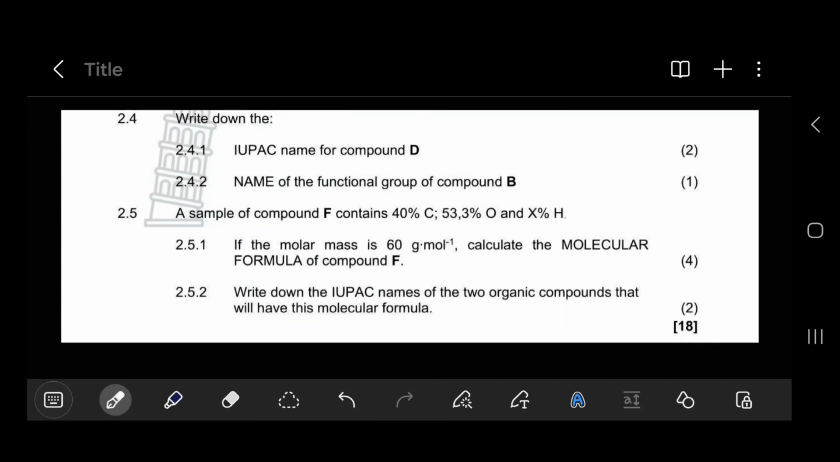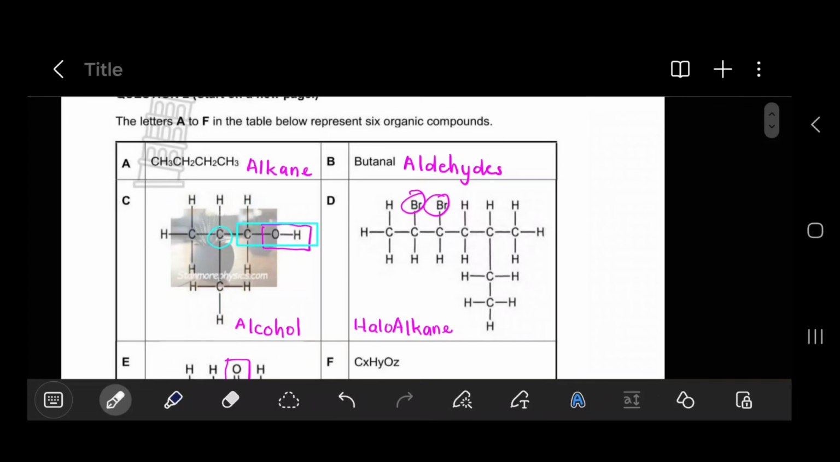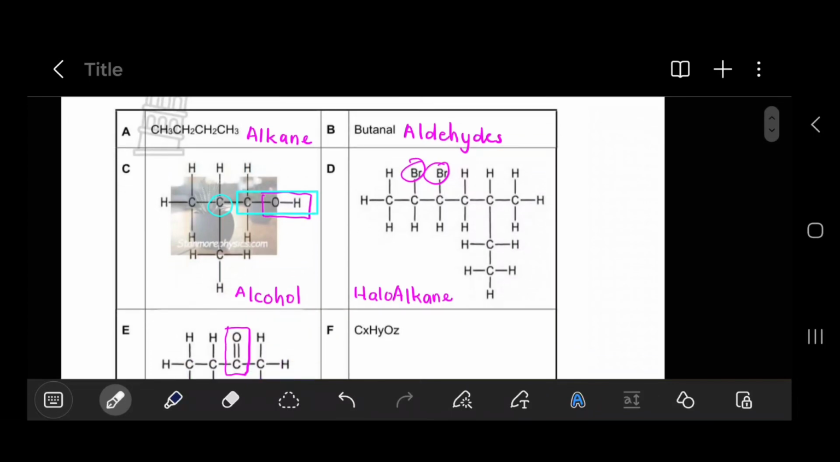For 2.4.1, it says write down the IUPAC name for compound D. So let's have a look at compound D. This was our haloalkane. Let's just erase what we have. Remember, your first step is to find the longest parent chain. So let's see how many we get.